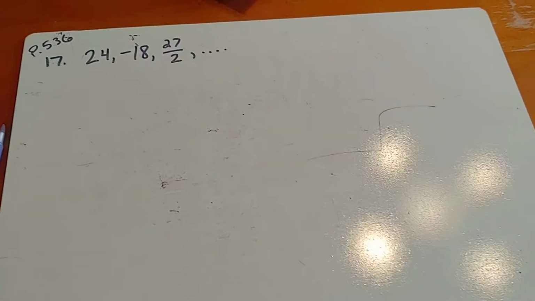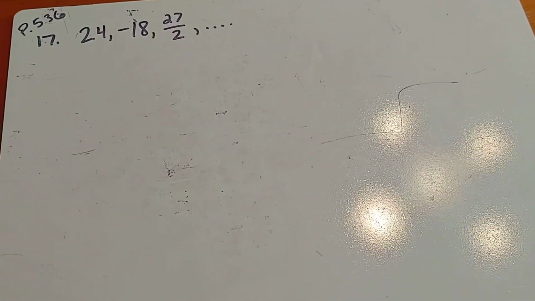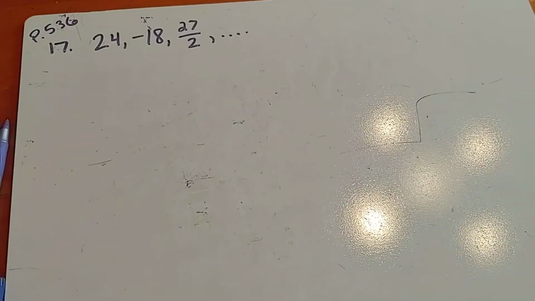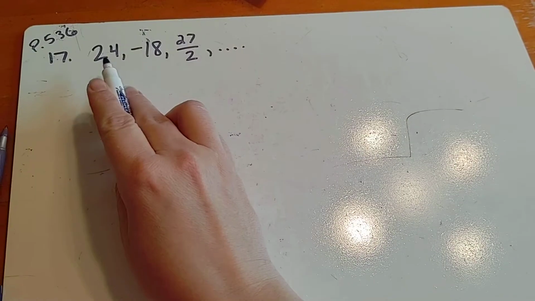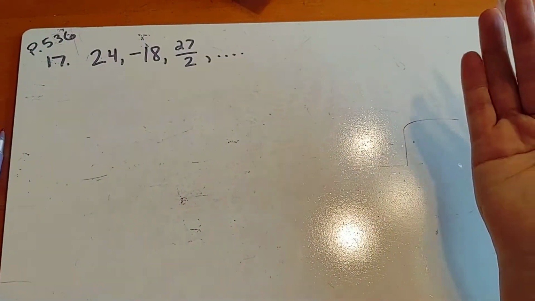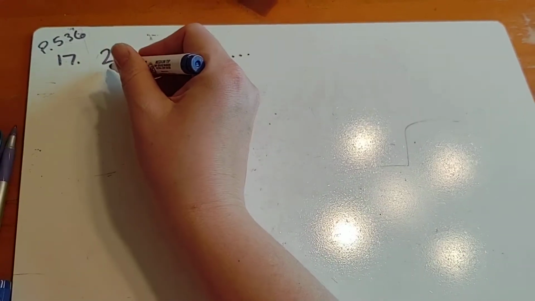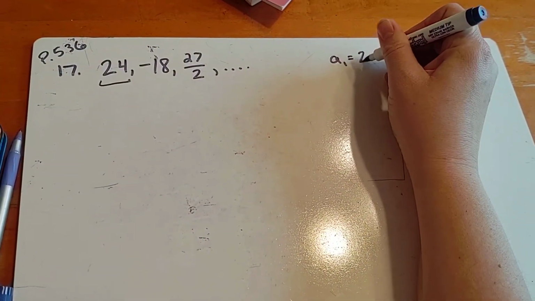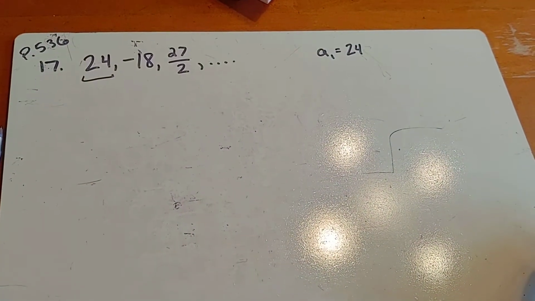All right, so people asked to see page 536, number 17 done out. So we know we have a geometric sequence, and our geometric sequence is 24, negative 18, 27 over 2, and so forth and so on. All right, since I can see that I have my first term here, a1 equals 24, I know I'm going to use my regular formula.